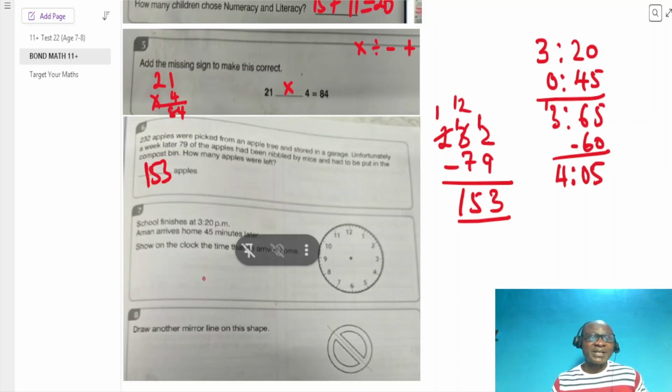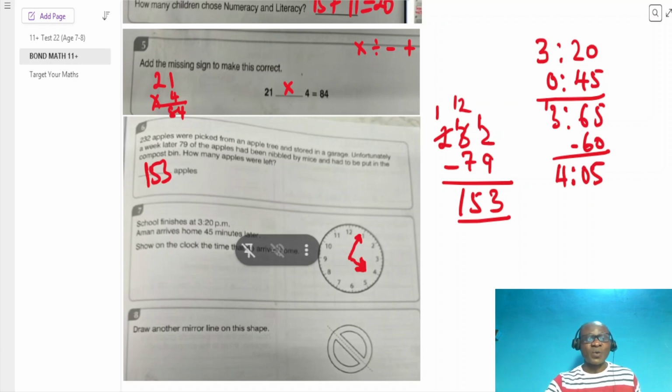5 minutes past what? 4. So they say show on the clock. See what we are going to do? The short hand is going to be at 4. Do you hear me? Yeah. The short hand will be at 4. And the long hand is going to be how many? 5 minutes past 4, isn't it? Yeah. So I'm going to draw the long hand at 1. The long hand is at 1, while the short hand is at what? 4. So that means 5 minutes past what? 4. Is that okay? Yes. That is how it can be drawn.